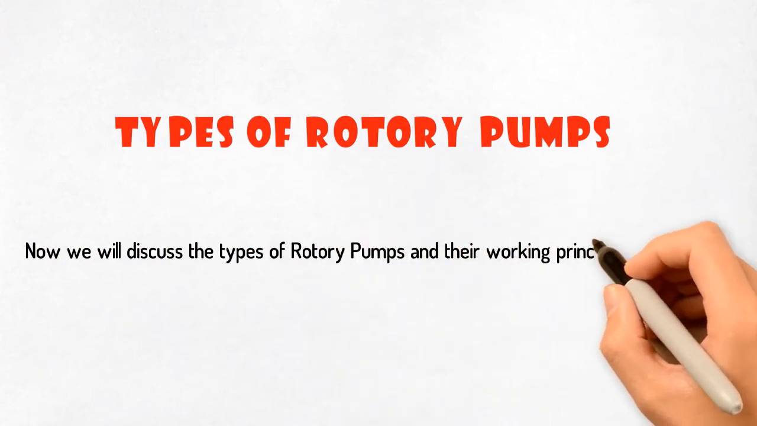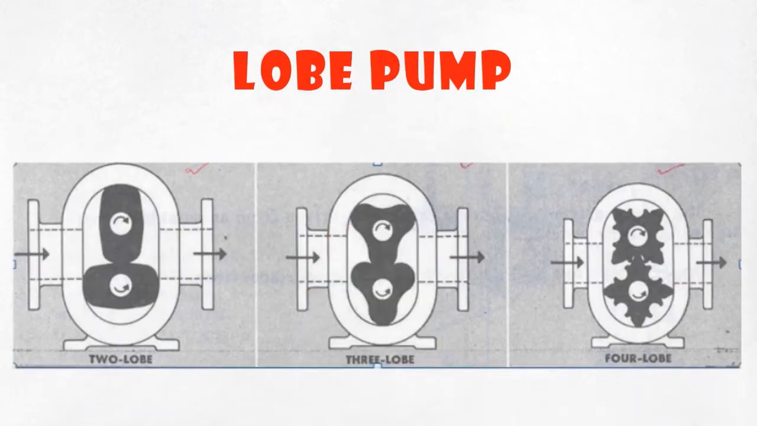Let's now have a look at rotary pump types. The first one we have is the lobe pump. These drawings show rotary lobe pumps. Each pump has two rotors. Each rotor has two or more lobes. The rotors are mounted on separate shafts. They rotate in opposite directions.